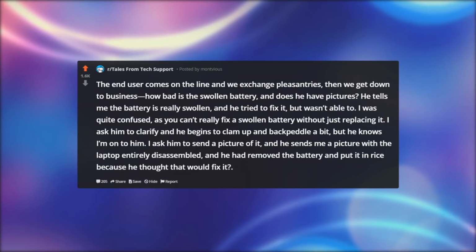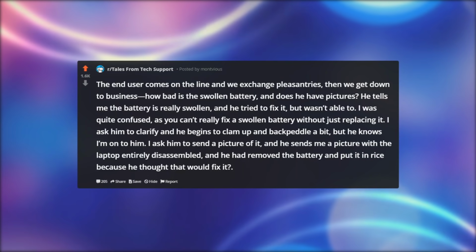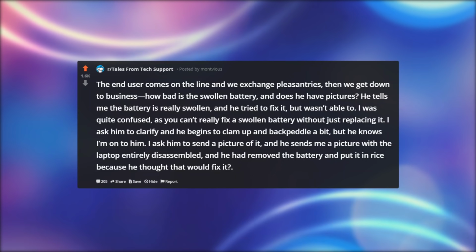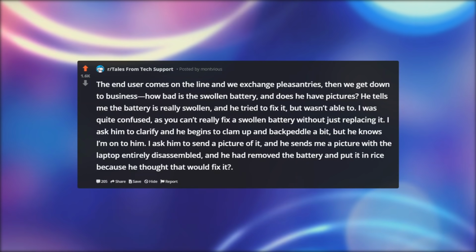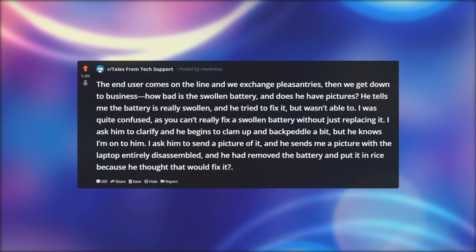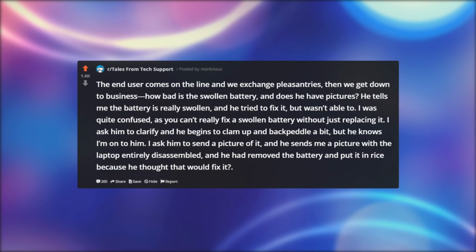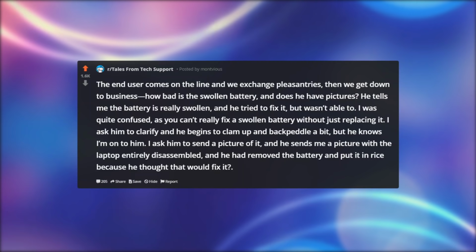The end user comes on the line and we exchange pleasantries, then we get down to business. How bad is the swollen battery, and does he have pictures? He tells me the battery is really swollen, and he tried to fix it, but wasn't able to. I was quite confused, as you can't really fix a swollen battery without just replacing it. I ask him to clarify and he begins to clam up and backpedal a bit, but he knows I'm onto him. I ask him to send a picture of it, and he sends me a picture with the laptop entirely disassembled, and he had removed the battery and put it in rice because he thought that would fix it.